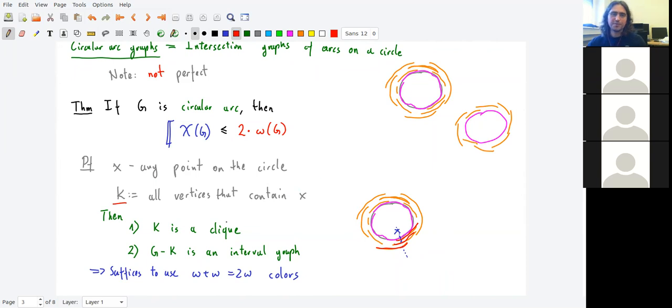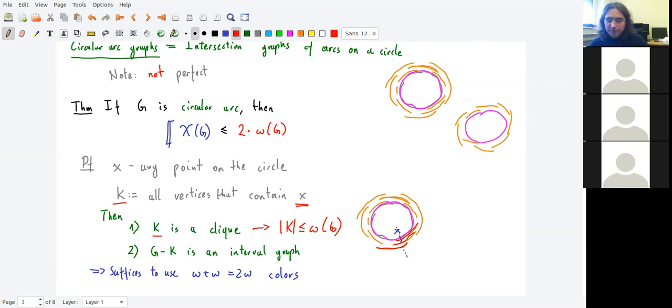First of all, observe that the vertices whose intervals contain the point x form a clique in the graph, because they pairwise intersect at the point x. So in particular, this means that the size of this clique is bounded by the omega of the graph, because this is the clique number.